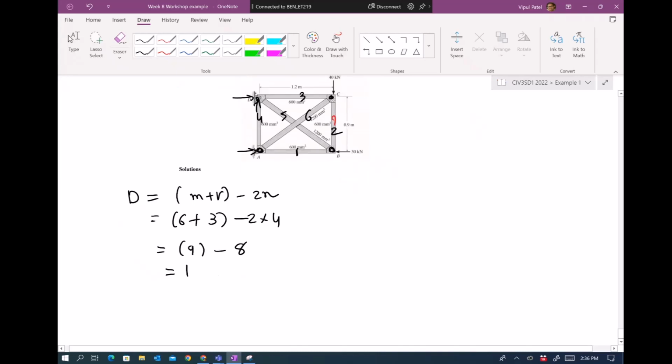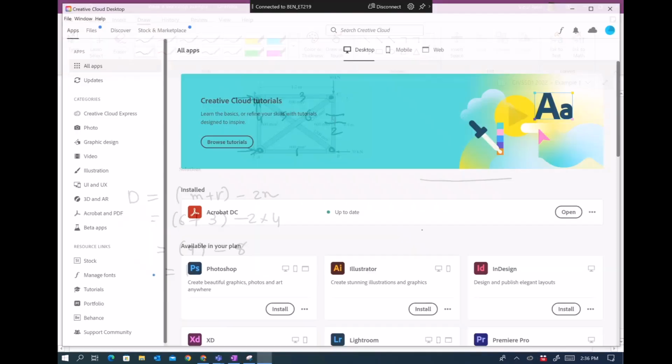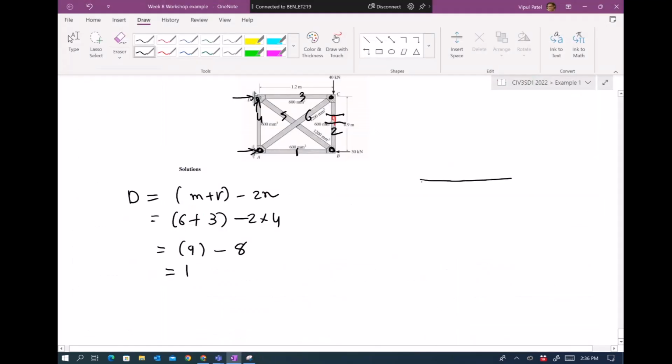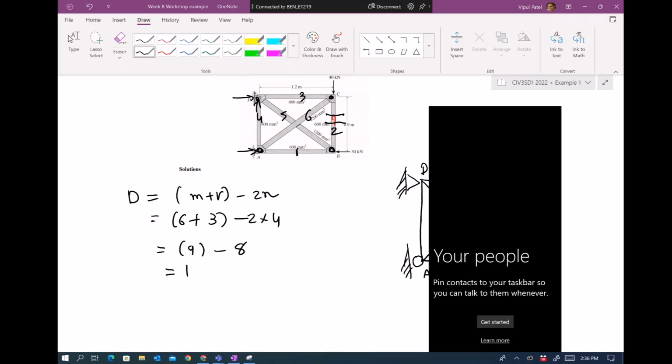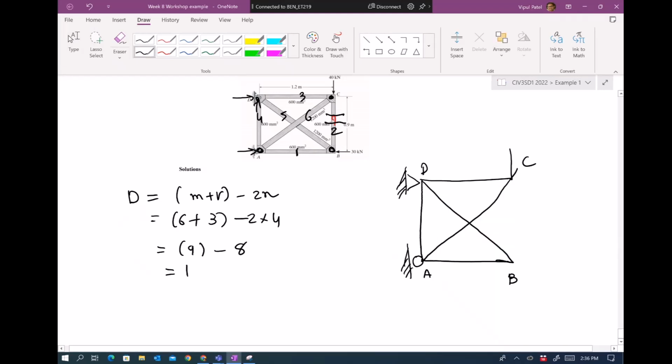Right. So when you have a degree of indeterminacy 1, we make one of these members redundant. We say this member will go. Like in the beam, we remove a reaction force; here we remove one member force. So in that case, we have structures like this. We have a pin. We have a roller. A, B, C, and D. And we have 40 kilonewtons here. We have 30 kilonewtons here.